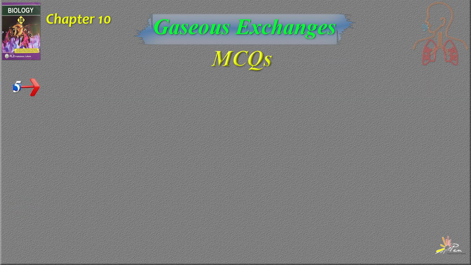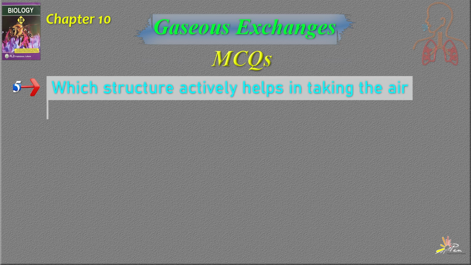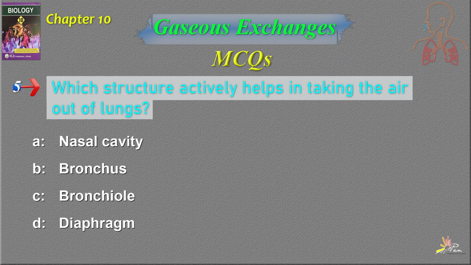Question number 5. Which structure actively helps in taking the air out of the lungs? Option A, nasal cavity. Option B, bronchus. Option C, bronchiole. Option D, diaphragm. The correct answer is diaphragm.